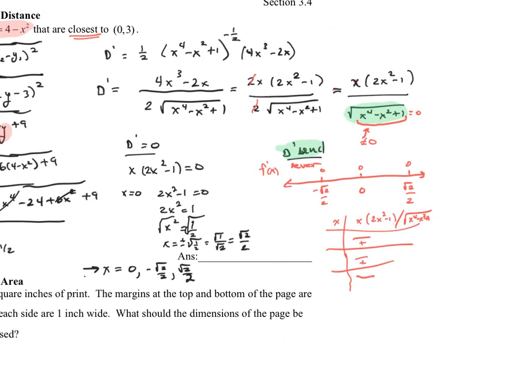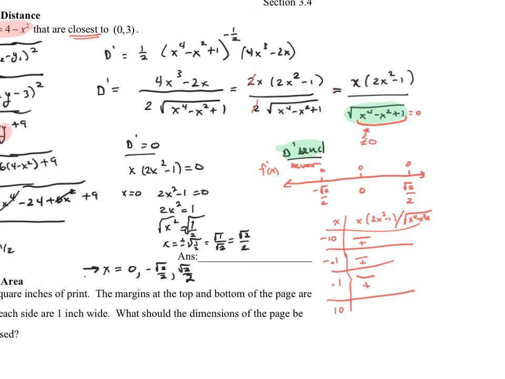Okay, let's continue. I need a number that's to the left of negative root 2 over 2. How about negative 10? I need a number between negative root 2 over 2 and 0. I don't know. How about negative 0.1? That'll work. I need a number to the right of 0 that's smaller than root 2 over 2. How about 0.1? And I need a number bigger than root 2 over 2. How about 10? Let's see what we get.